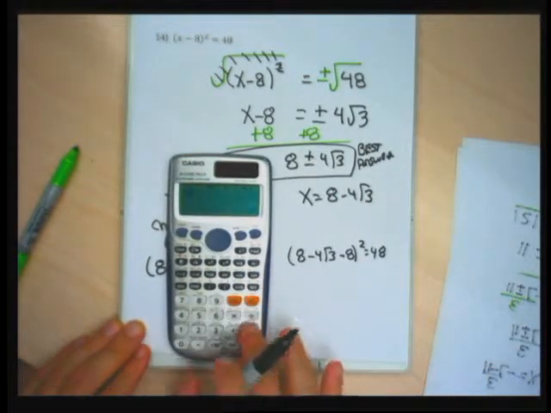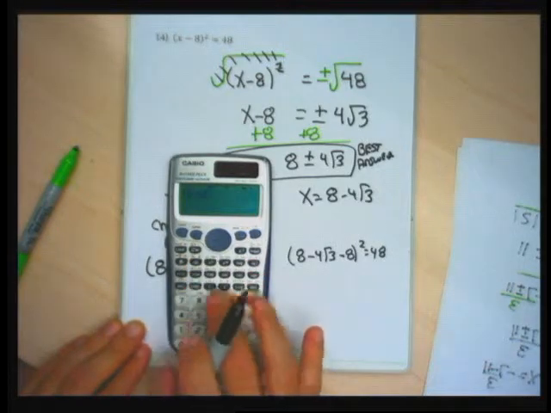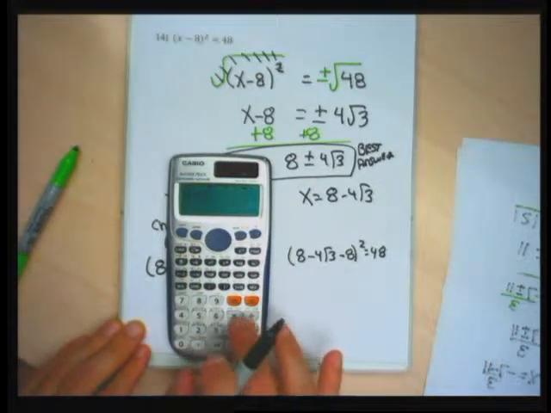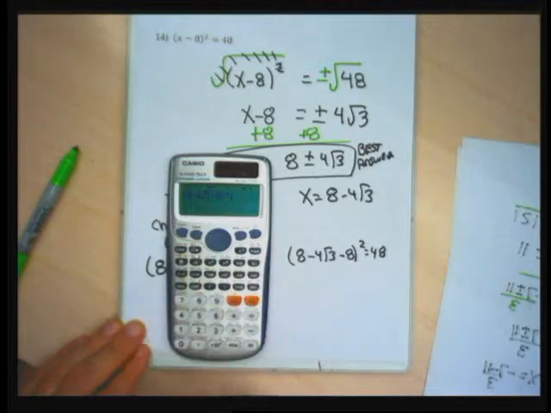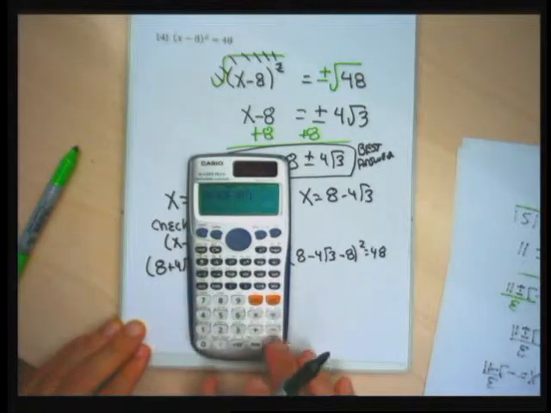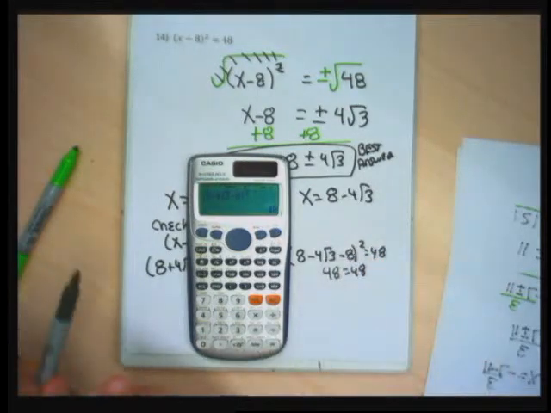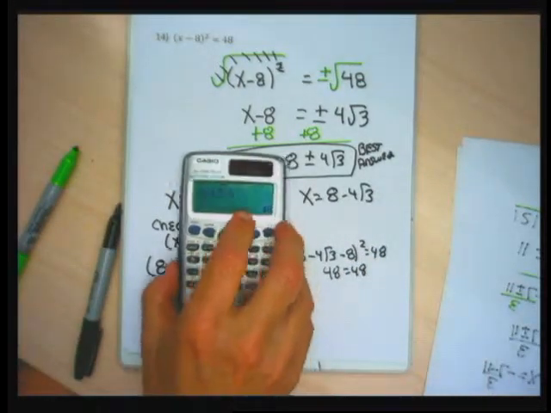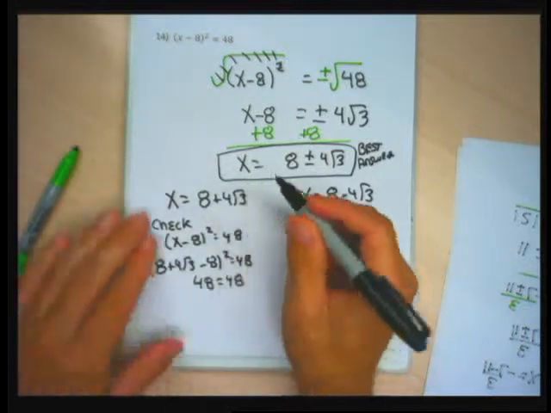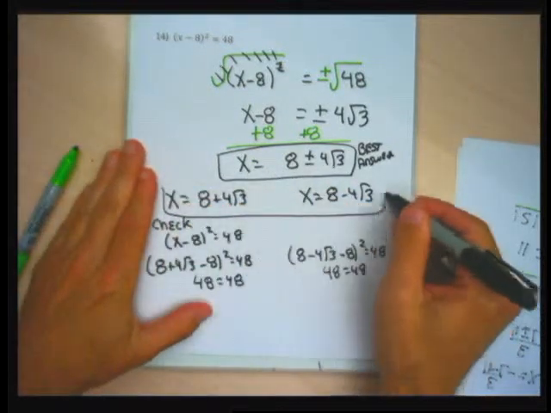8 minus 4 square root of 3 minus 8 squared. Looks enough like that. Enter, and I get 48 equal to 48. So I'm going to say that both those answers are correct. And you could write them separately like this. You don't even need the two x's.